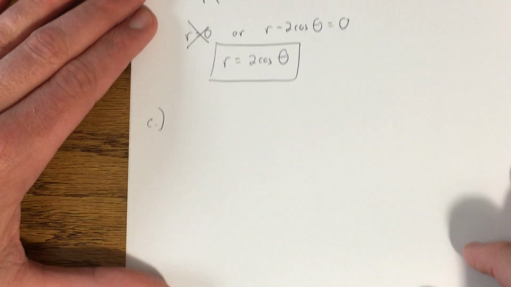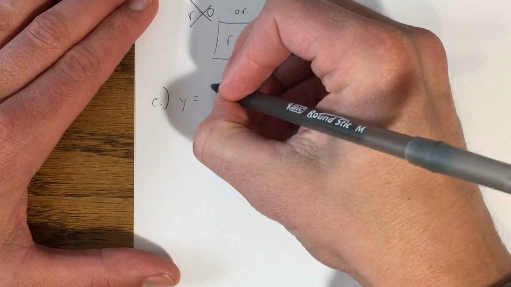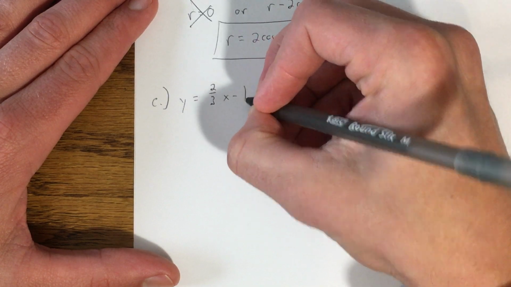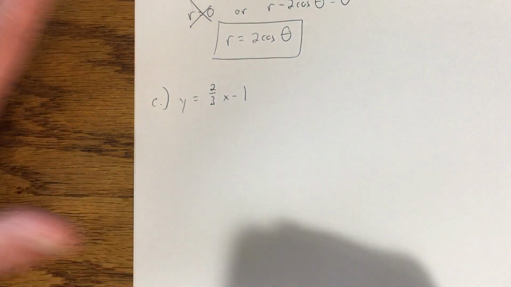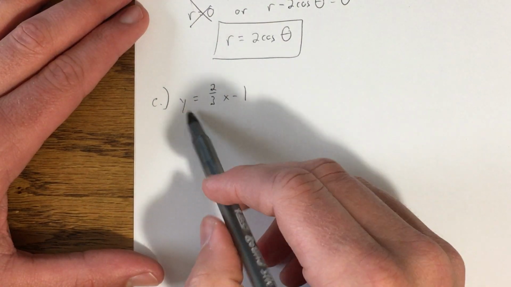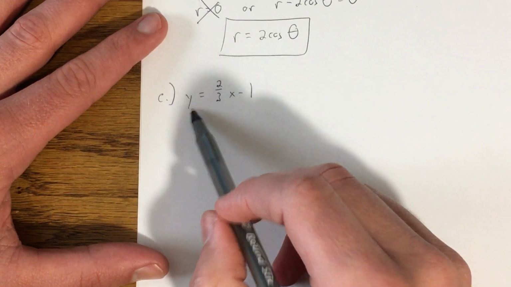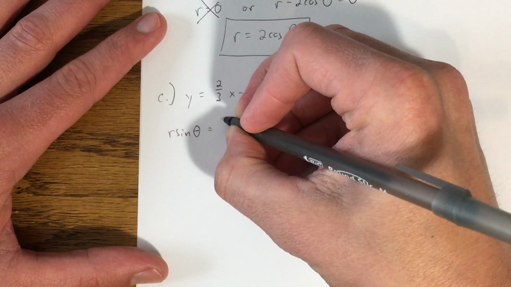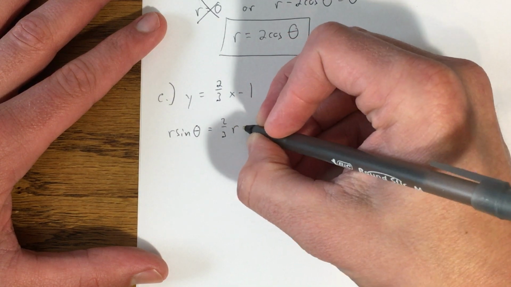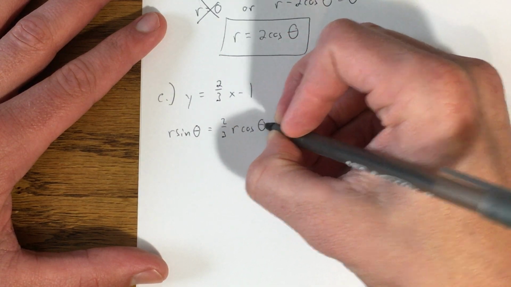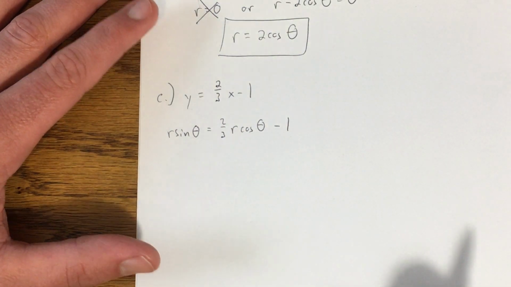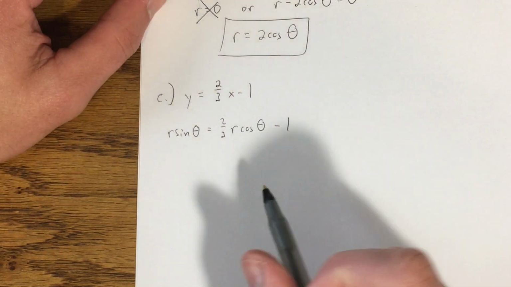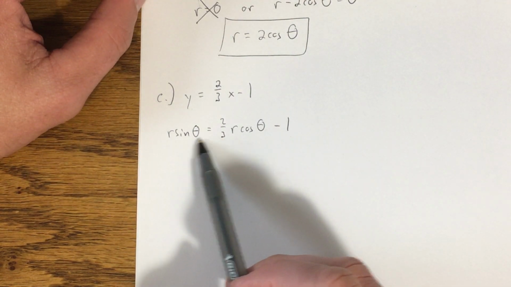So for C, we're starting with y equals 2/3 x minus 1. For this one, I'm going to start right away just by substituting in those conversion formulas. Y is equal to r sine of theta. This is equal to 2/3 r cosine of theta minus 1. Now this next step is technically unnecessary, but I'm going to do it anyway.